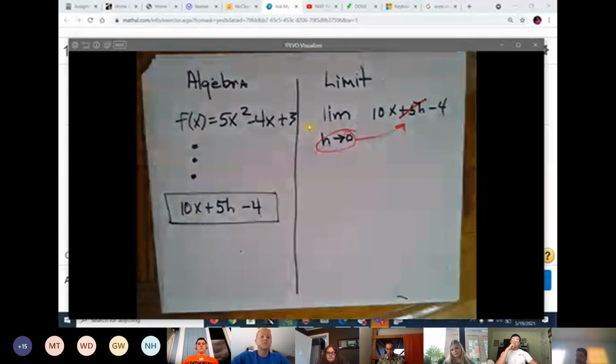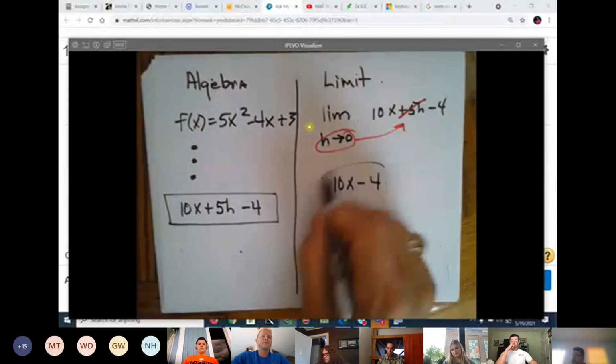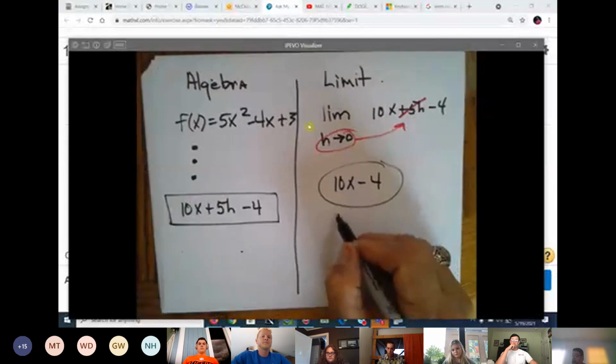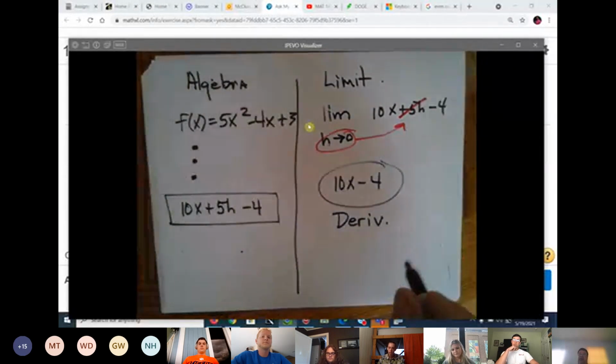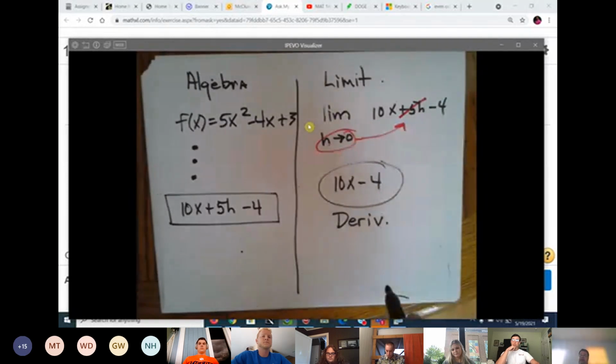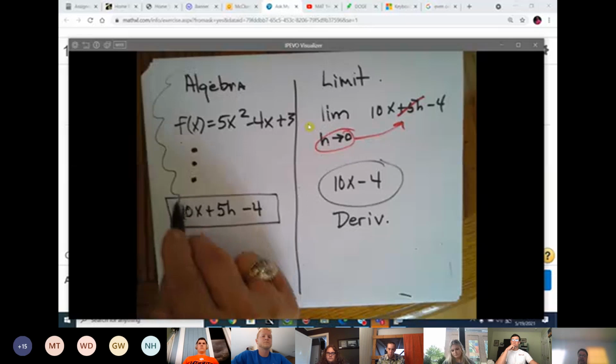And you're left with 10x minus 4. And this is what we call the derivative. And that is unit 1 in calculus. Okay, so right now we're going over a review. This is the review.